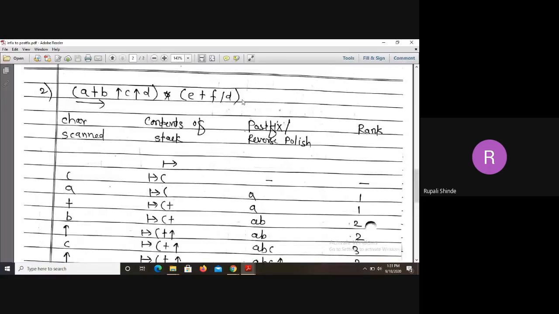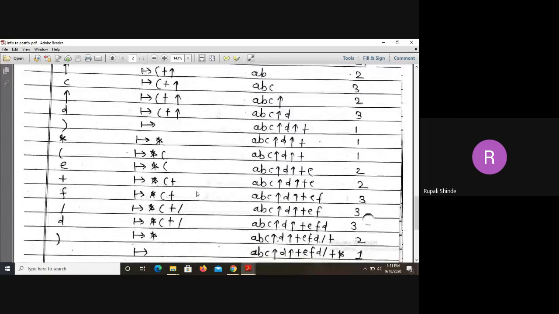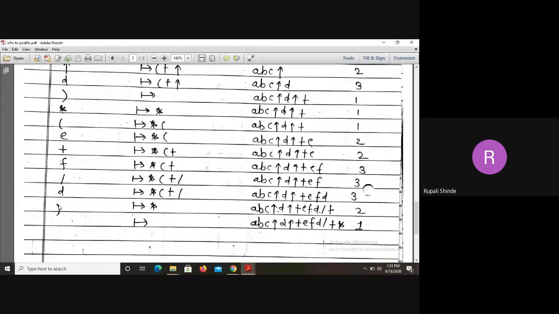Now the last symbol is the closing bracket. So what is the rule for this closing bracket? What do we have to do when a closing bracket comes? Just now we have discussed this rule. Whenever there is any closing bracket, what do we have to do?